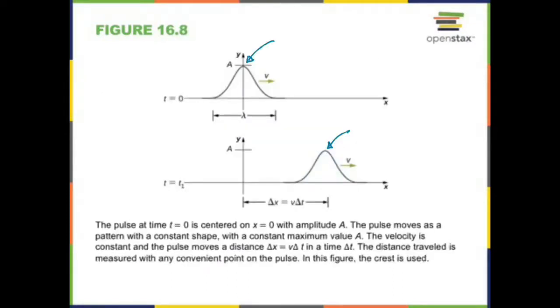Now here we're looking at a pulse. It's actually a wave, which is a single disturbance that moves through the medium with a constant amplitude. So it's just a single disturbance that moves through the medium with a constant velocity. And of course, the displacement at any point, delta x, is given by that constant velocity multiplied by the time.